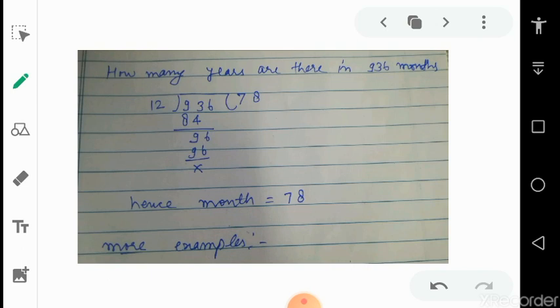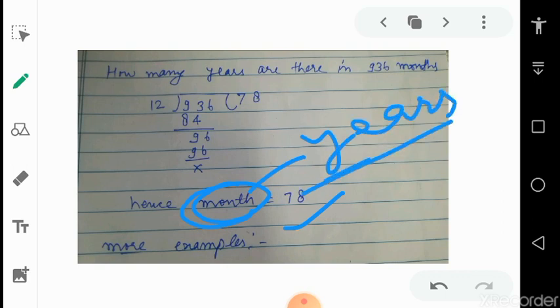So if you remember the table of 12, you can divide in this way and you will get the answer as 78. How many years? Okay, it is not months, it is years. It is written by mistake, it is years. So we can say in 936 months there are 78 years.